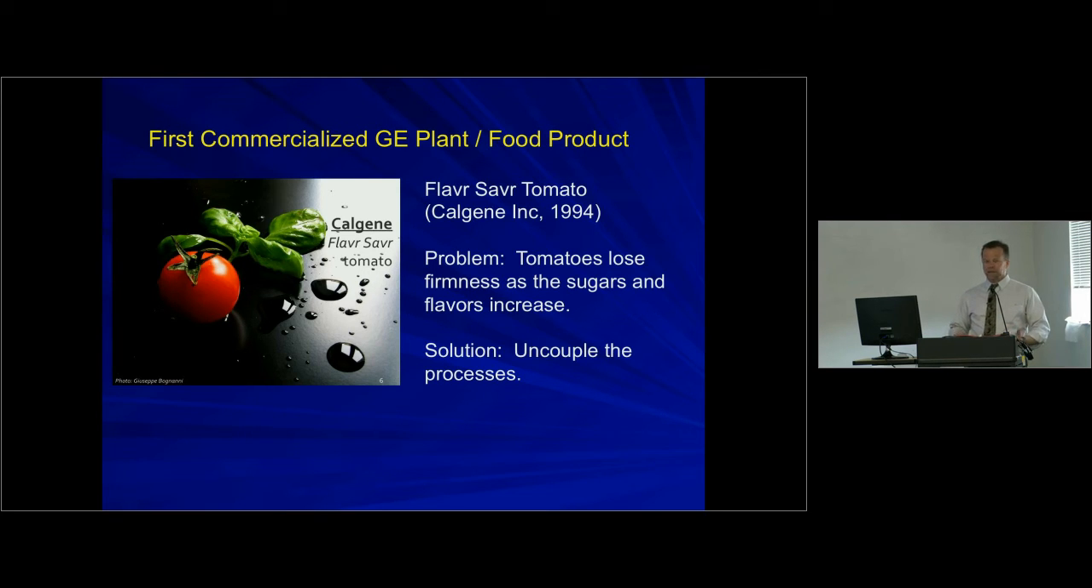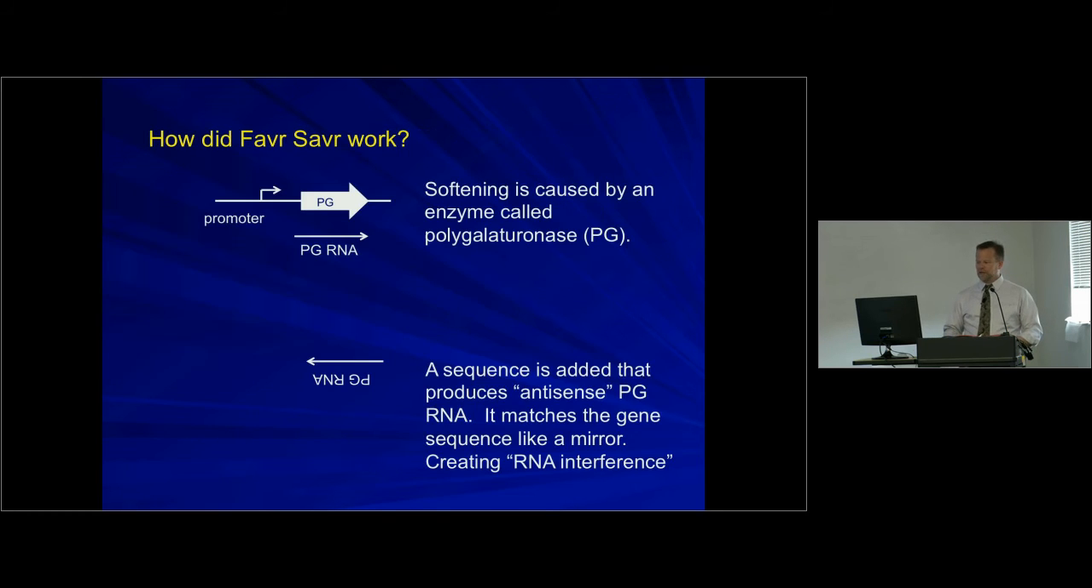And the way that you could do that was pretty simple because we understand the genes that are associated with the softening process. And it boils down to an enzyme called polygalacturonase. Polygalacturonase, or PG, is expressed by the plant. You can see here's the schematic of that plant's promoter, so it's the regulatory region that turns it on and off, turning on this arrow, which is the gene sequence for PG. And then it makes this intermediate called pgRNA.